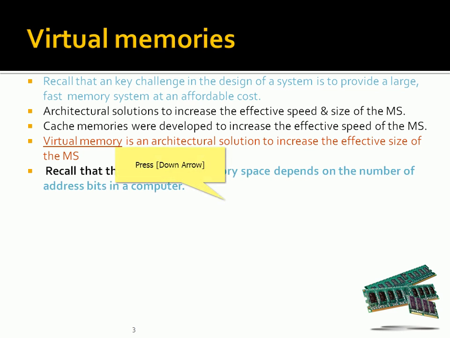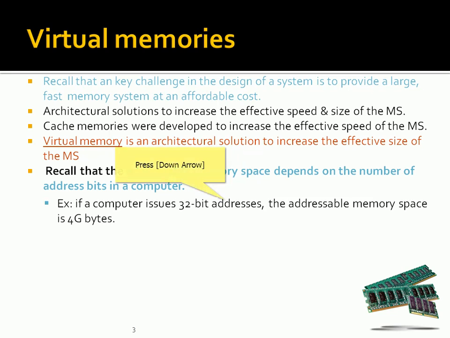Recall that the addressable memory space depends on the number of address bits in a computer. The address bits generated by the computer are handled by the memory management unit. That memory management unit receives the address sent by the CPU, then explores and analyzes it. After analyzing, it is able to understand where those locations exist in the memory layout. So that is an example.